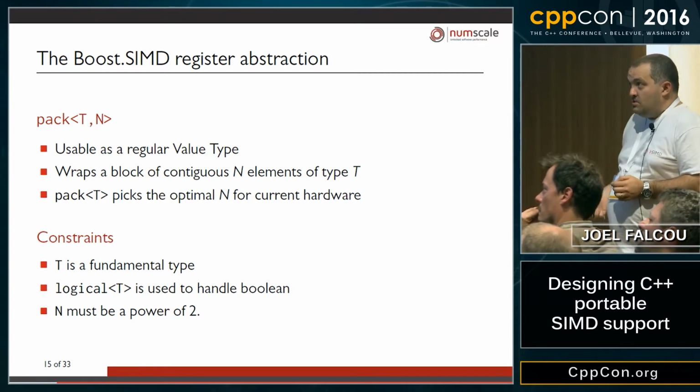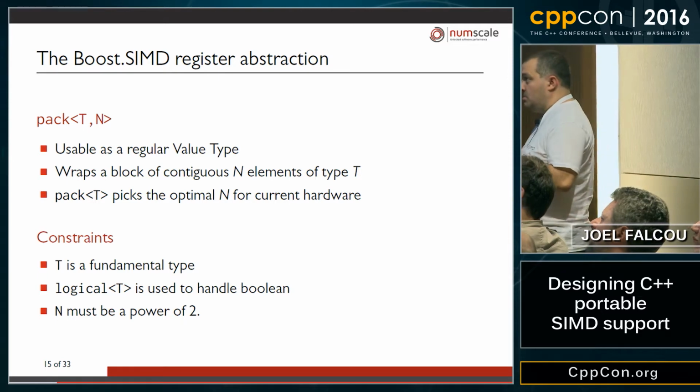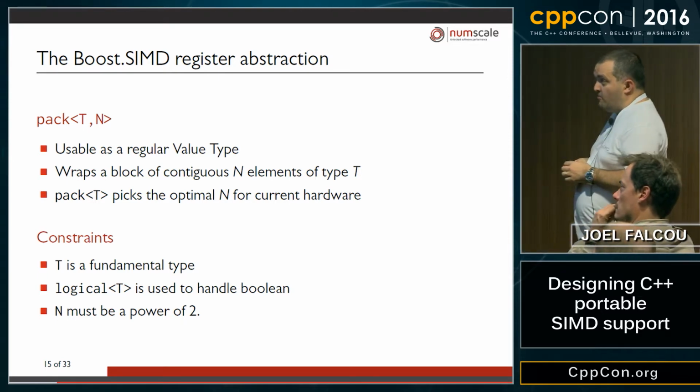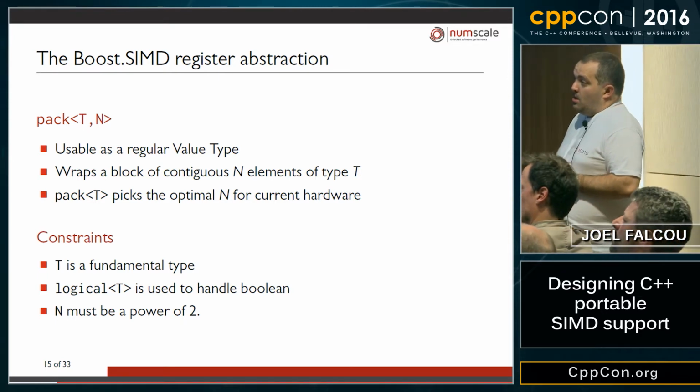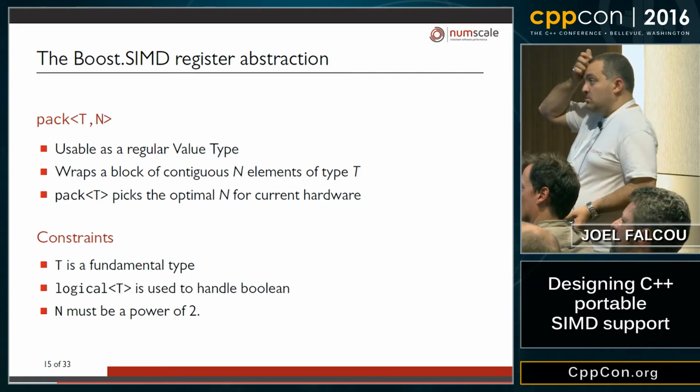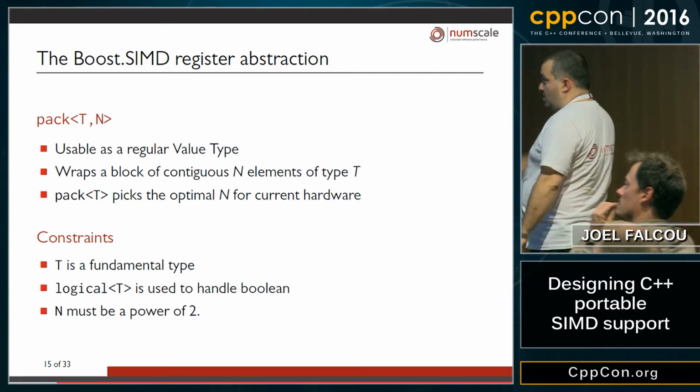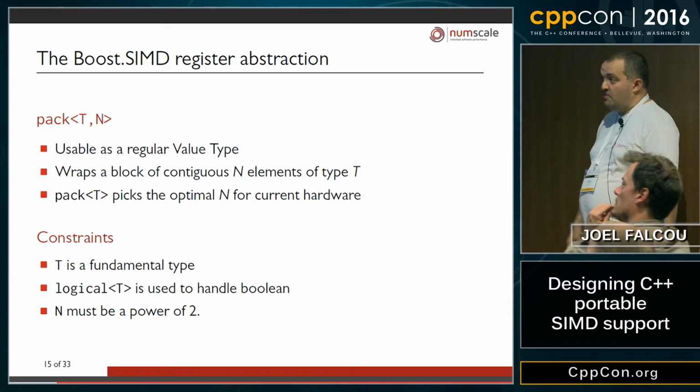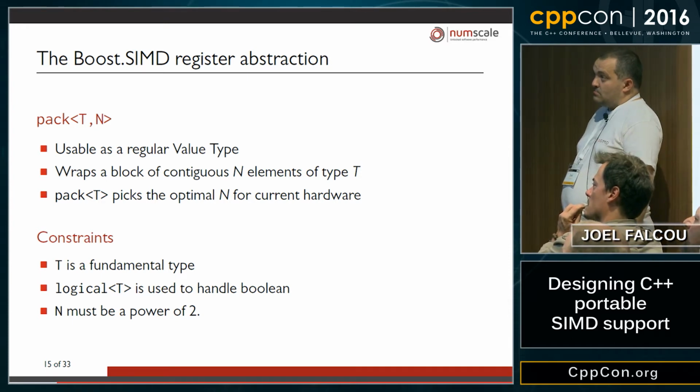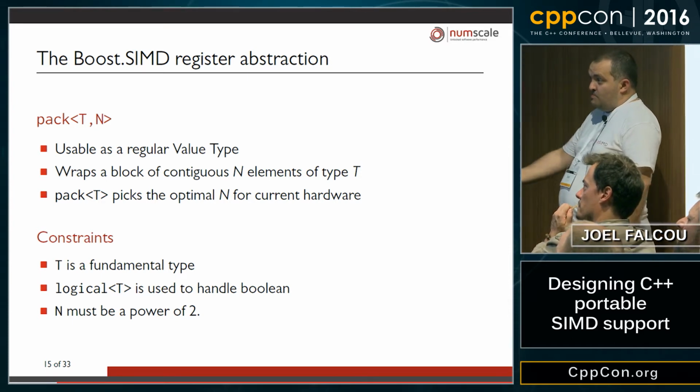T currently needs to be a fundamental type, so integers, double, whatnot, everything except bool. We have a special type called logical that we use to handle Boolean values. I will get into why we need a special type for Boolean a bit later. And n must be a power of 2.